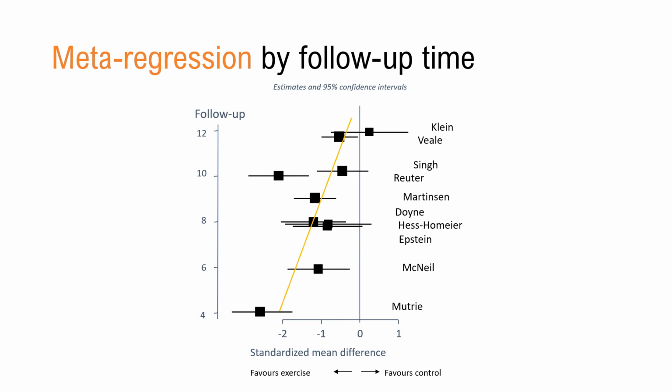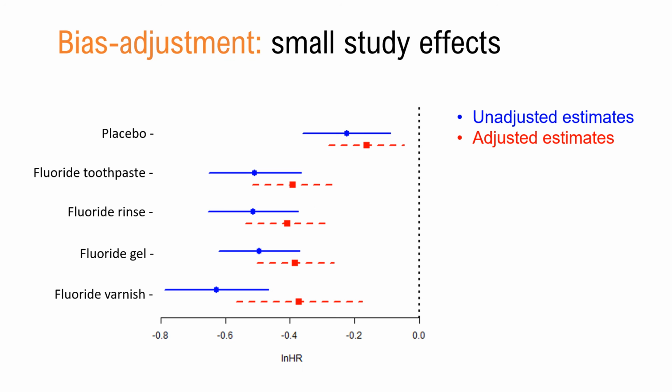If trials differ in a numerical characteristic, such as follow-up time, we can perform a meta-regression to estimate the effect of the follow-up time on the intervention effect estimate. Here we see that the effect of exercise on depression reduces with longer follow-up. If we suspect that some studies, for example the smaller studies, are biased, we can attempt to correct for this in a bias-adjusted model. Here we can see that adjusting for small study effects gives more conservative estimates of interventions to prevent fillings in children, particularly the varnish intervention at the bottom of the plot.